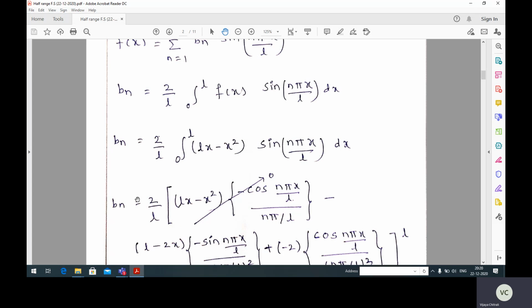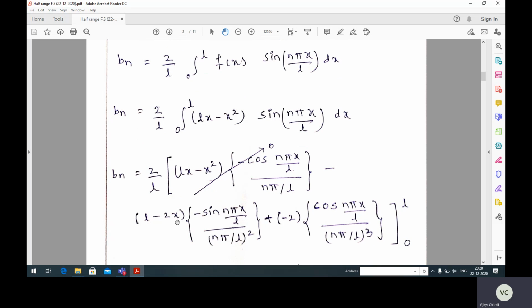Apply that one. So bn is equal to 2 by L, Lx minus x square, this is as it is, and integration of sine is minus cos n pi x divided by L, whole divided by n pi by L, minus derivative of Lx minus x square, which is L minus 2x. Differentiation of Lx is L, differentiation of x square is 2x. So L minus 2x. Integration of minus cos n pi x divided by L will be minus sine n pi x by L divided by n pi by L, and one more n pi by L.